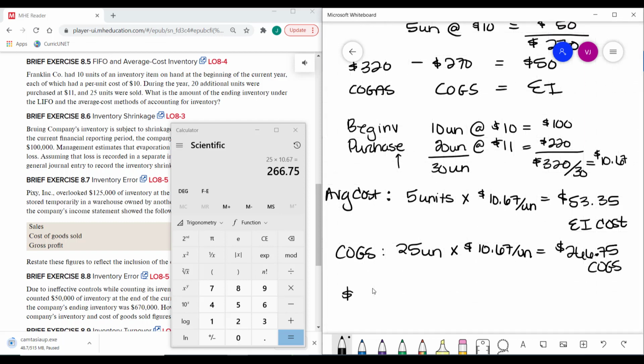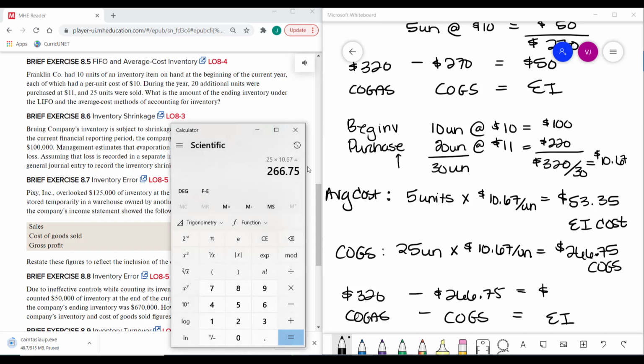Then we have our cost of goods available for sale of $320 minus our cost of goods sold can give us the cost of our ending inventory. So if we take the 320 minus the 266.75, that gives us 53.25. So we're just slightly off due to the fact that we rounded.